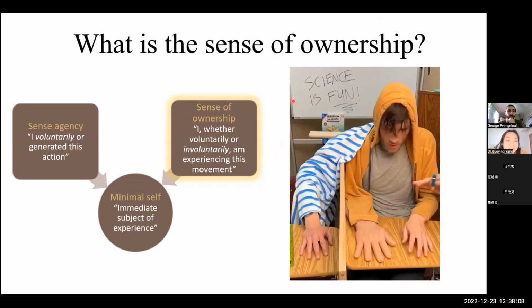Okay, thank you. So we have a question from Dr. Ruiming Lu. He asked, if the artificial hand is replaced with something with a very different appearance, will it still have a similar sense of ownership?